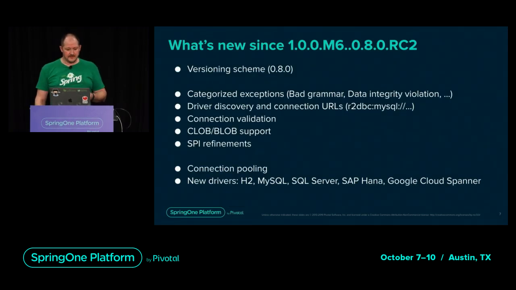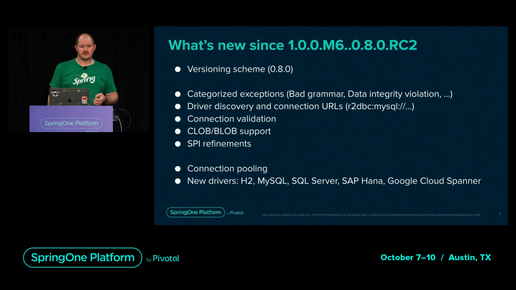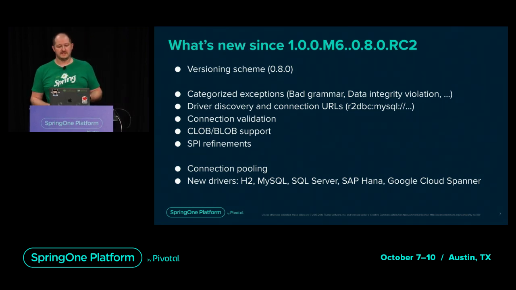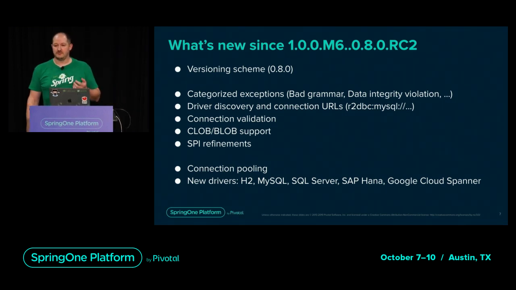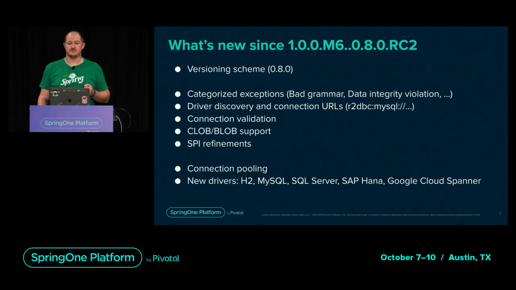Now, if you have followed the R2DBC development, then you have probably seen that last year we released 1.0 milestone 6, and the most recent version is 0.8 RC2. And this is not traveling back in time, but rather R2DBC was a constant learning for us about the requirements and a proper design of such a service provider interface.